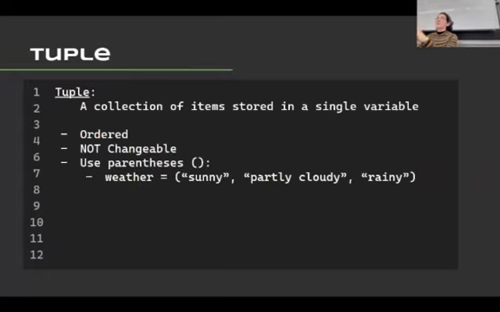Tuples are unchangeable. They're extremely similar, but they are noted with parentheses instead of a square bracket. And you can have the same thing. So if I have weather, sunny, partly cloudy, rainy, I can't change that. I have to make an entirely new tuple or list or something that I can change if I want to reorder those or whatever I want to do, but it is not changeable.